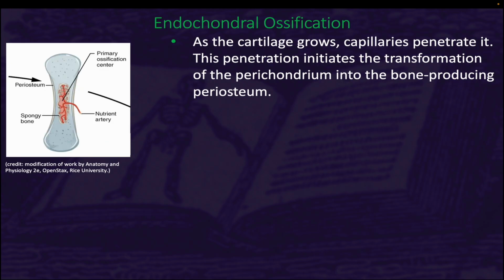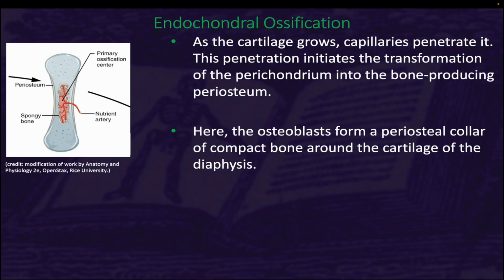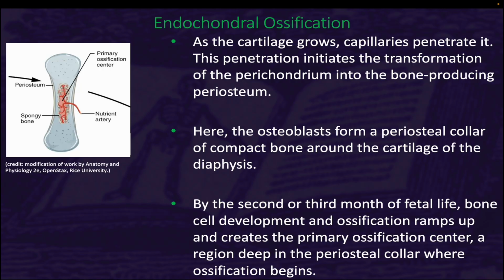As the cartilage grows, capillaries penetrate it. This penetration initiates the transformation of the perichondrium into the bone-producing periosteum. Here, the osteoblasts form a periosteal collar of compact bone around the cartilage of the diaphysis. By the second or third month of fetal life, bone cell development and ossification ramps up and creates a primary ossification center, a region deep in the periosteal collar where ossification begins.